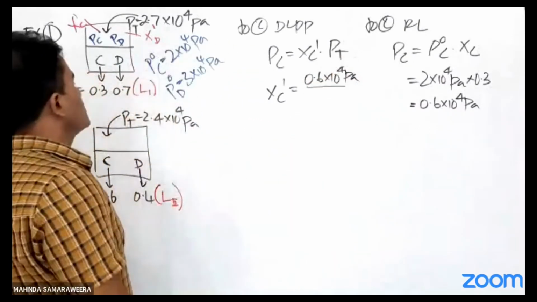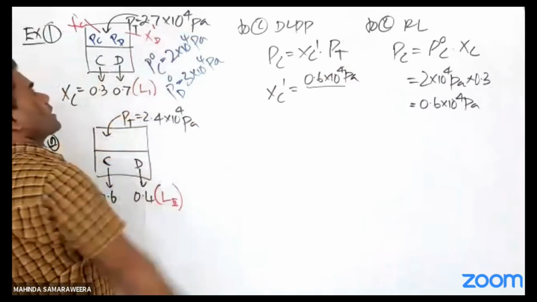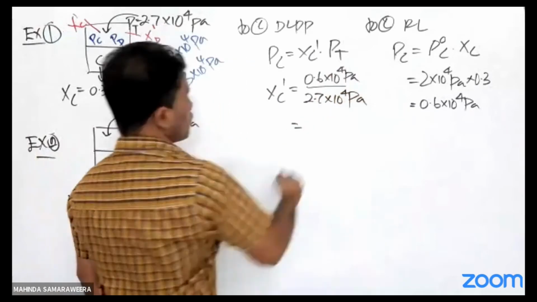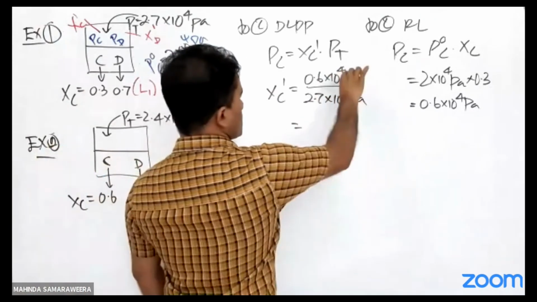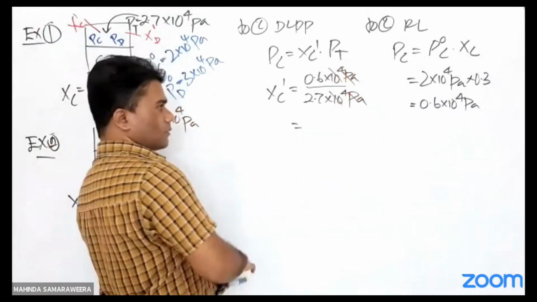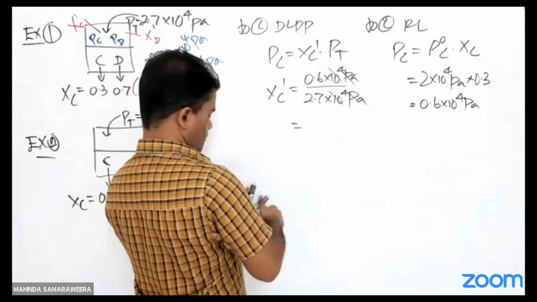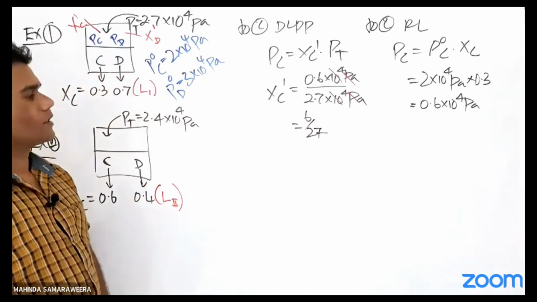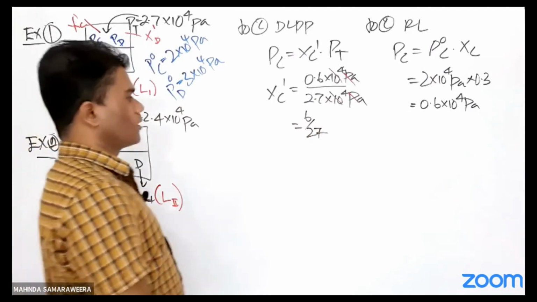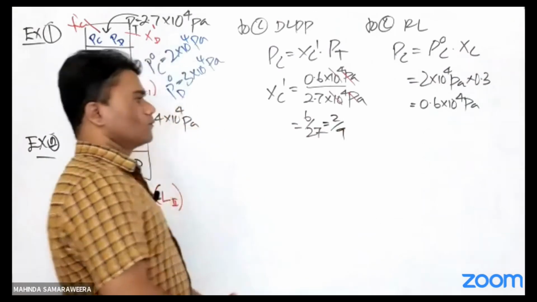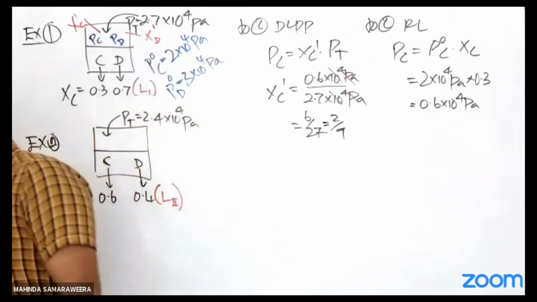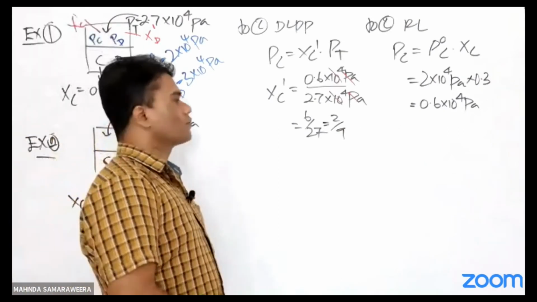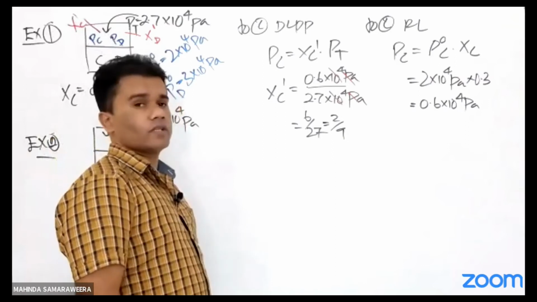Then total pressure, do we know it? Yes. In the first system, total pressure is given as 2.7 × 10⁴ Pascal. It's given directly. Then Pascal cancel, 10 to the power of 4 cancel. It's something like 6 over 27. Can I simplify this further? 3 times 2, 3 times 9, 2 over 9. Or you can simplify that like 0.222.